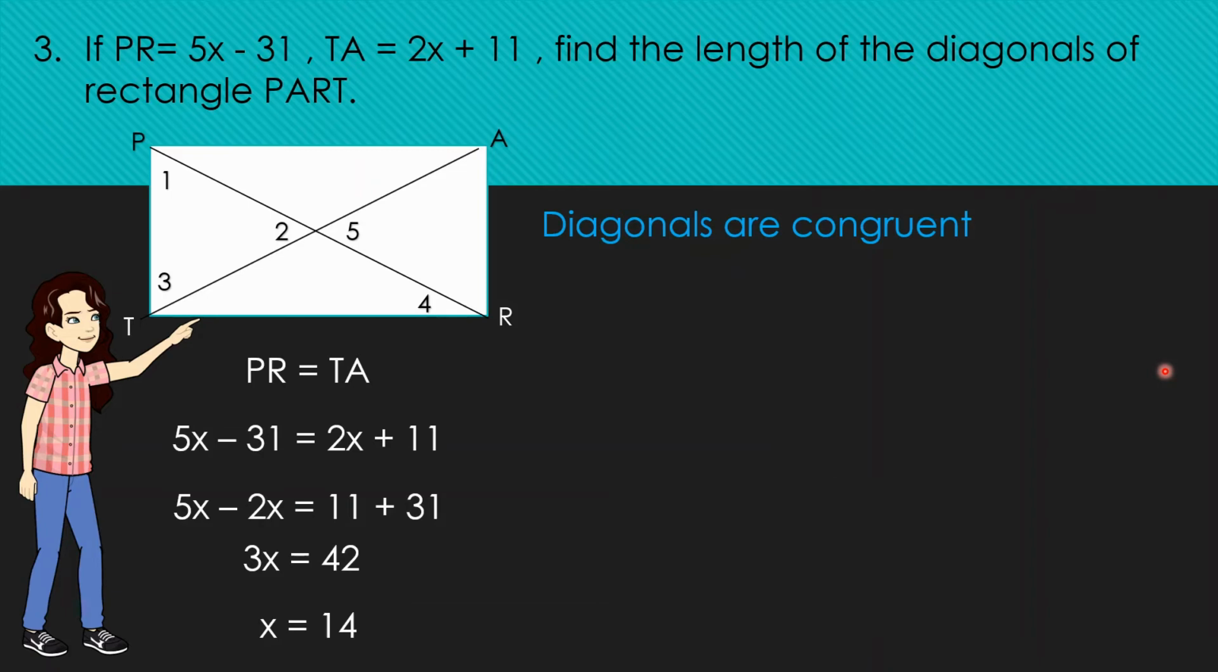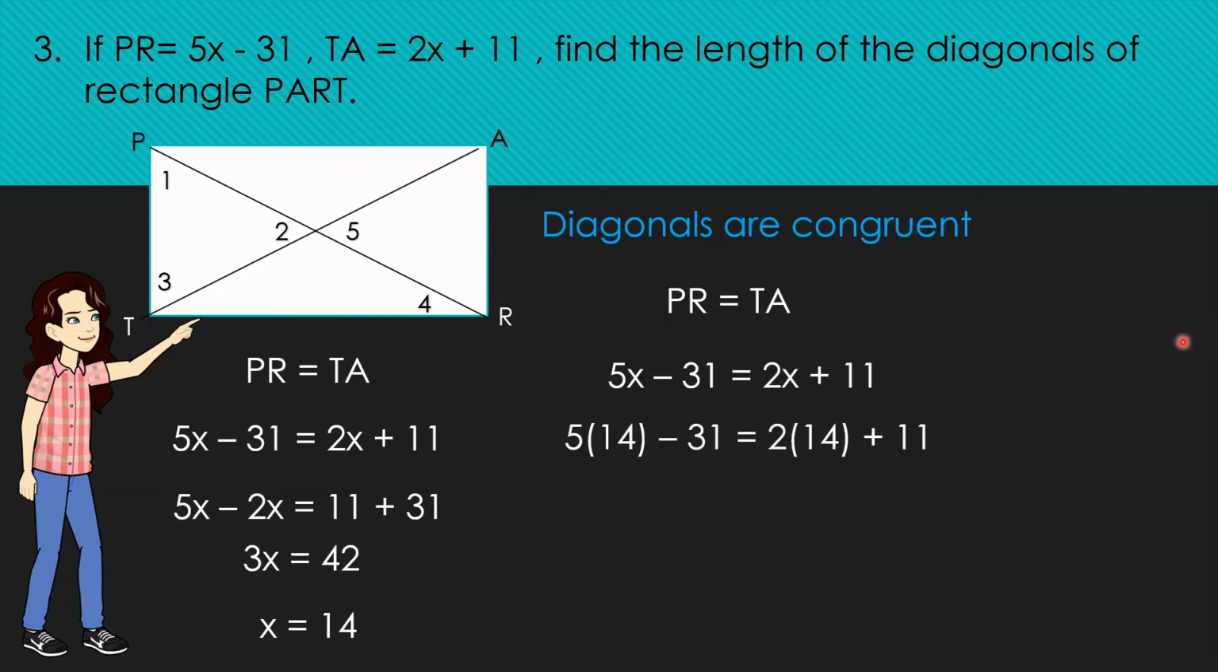So what's the value of x? If we divide by 3, our x now is 14. After that, we are going to substitute 14 into the variable x. So we use PR is equal to TA again. 5x minus 31 is the PR and 2x plus 11 is the TA. So substitute 14 into x.